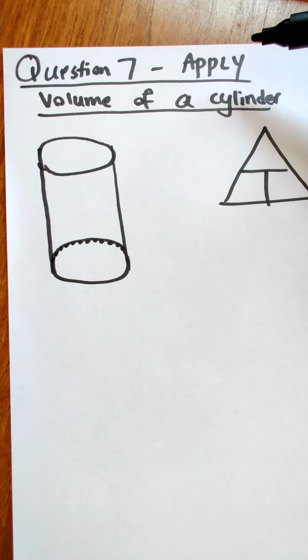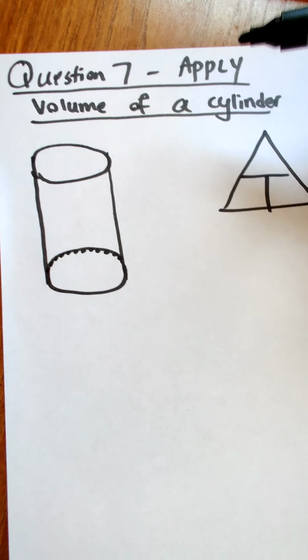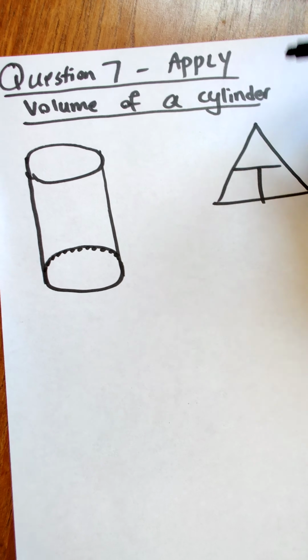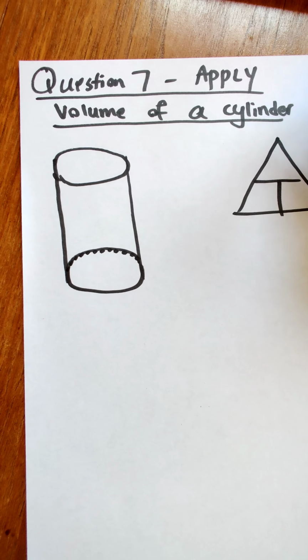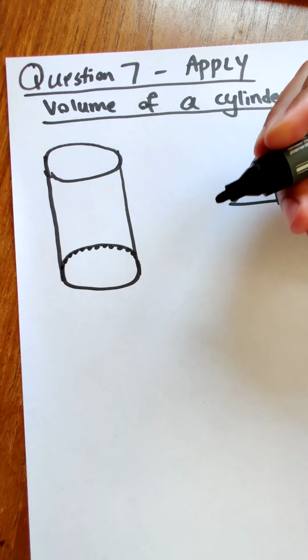We're going to do question 7 on the apply section on the worksheet titled volume of a cylinder. So first thing, we need to read that question. It says that a solid glass cylinder has a radius of 1.5 centimeters. So this here is the glass cylinder. It has a radius of 1.5 centimeters, so let's label that. So this radius is 1.5 centimeters.